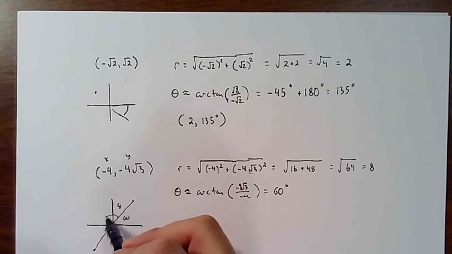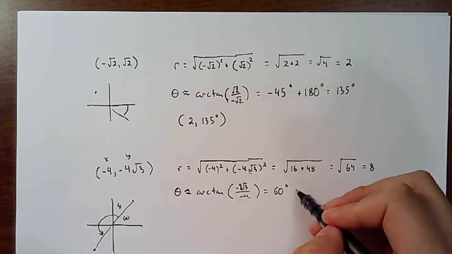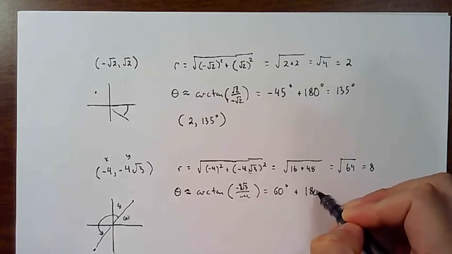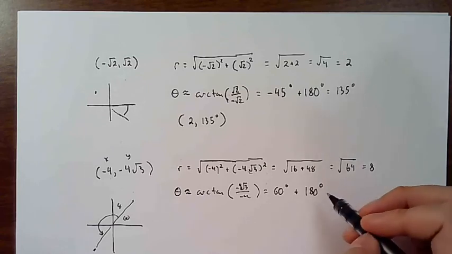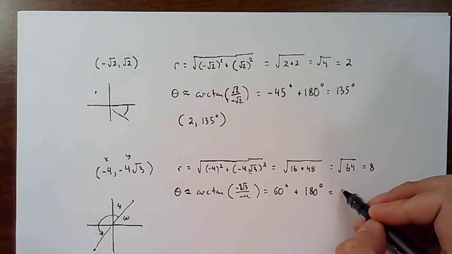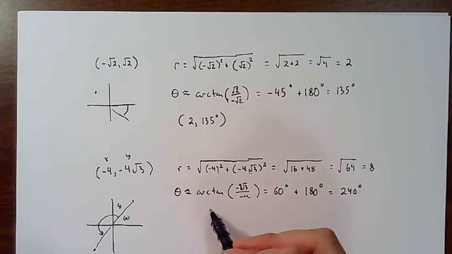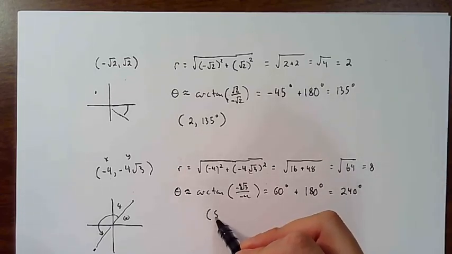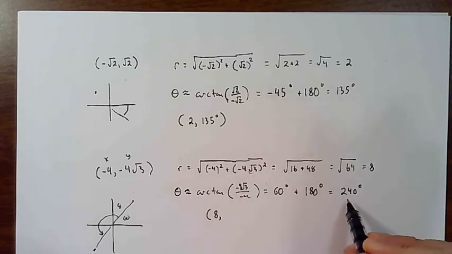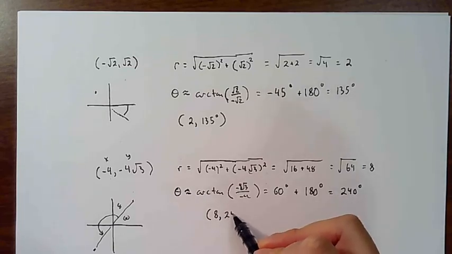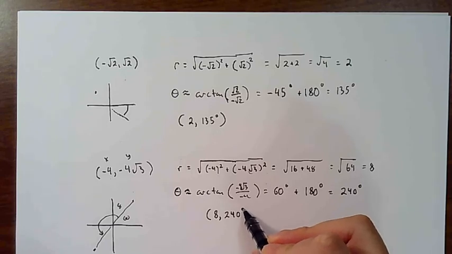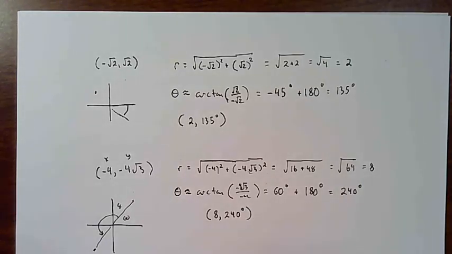So what we're going to need to do is boost this around 180 degrees. So we're going to add 180 degrees here, and that'll give us 240 degrees. So we'll have our r, which is 8, and our theta, which is 240 degrees. Excellent.